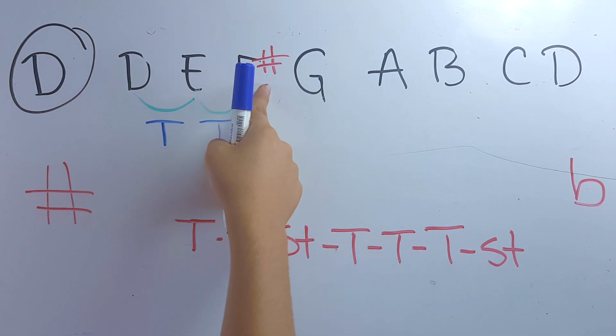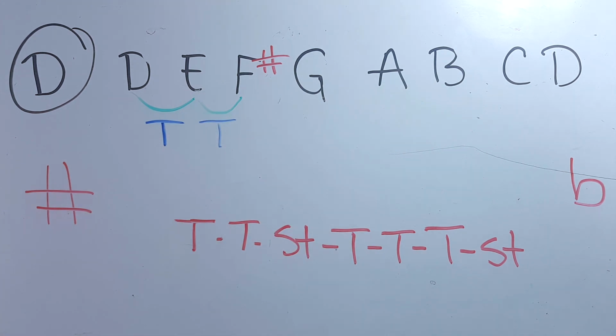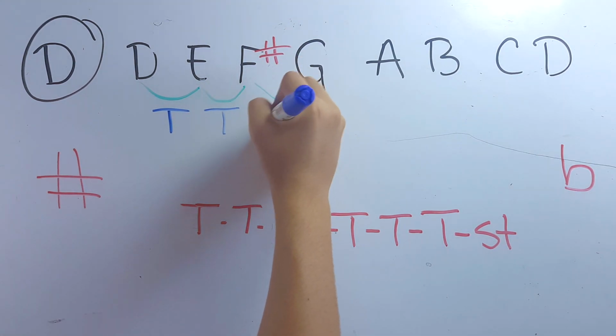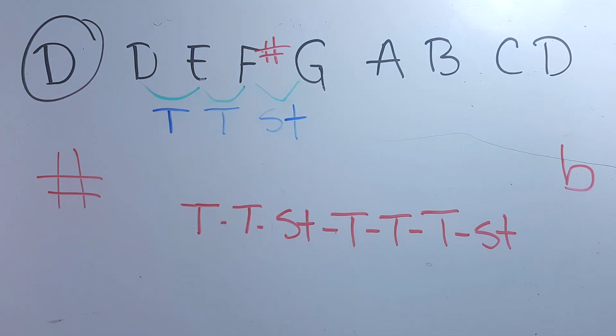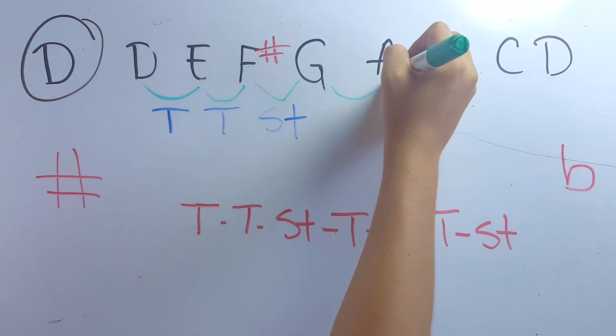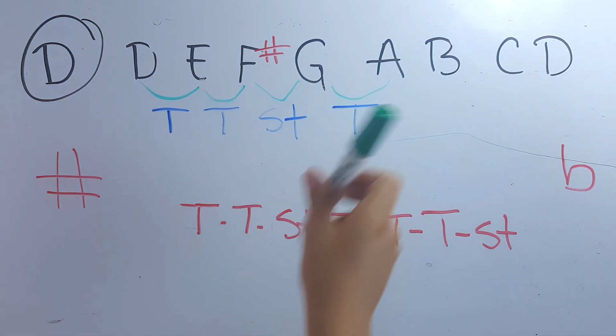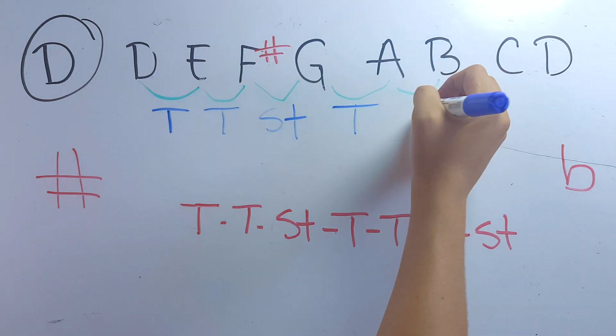Now, from F sharp to G, according to the chromatic scale, there is a half a tone, and the formula wants us half a tone. Now, from G to A, there's a tone, and the formula wants us a tone. From A to B, there's a tone, and the formula wants us a tone.